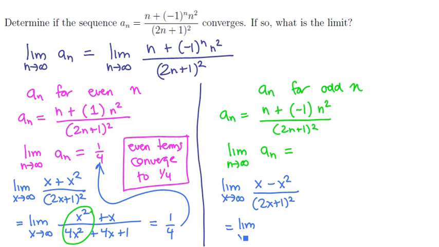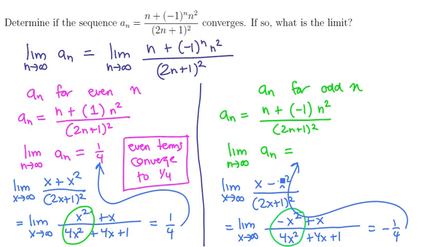So this is going to become the limit as x tends to infinity, expanding like we did before. On the bottom we're going to have 4x^2 + 4x + 1, just like last time. Up top we're going to have -x^2 + x, just rearranging terms. Again, looking at the leading coefficients, using a Calc 1 test, we see that this limit should be -1/4. Since that's the limit of the underlying function, it's the limit of the sequence itself. So we're going to have the limit of a_n equals -1/4 for the odd terms. So the odd terms converge to -1/4.